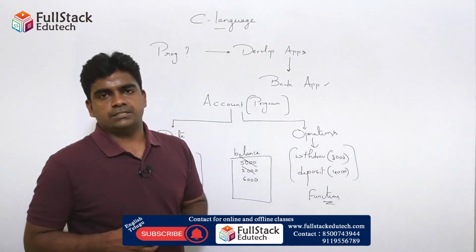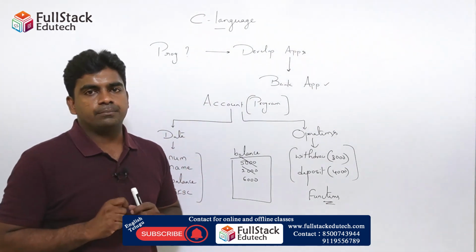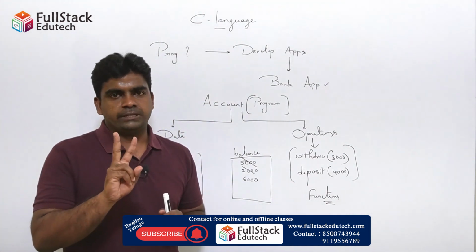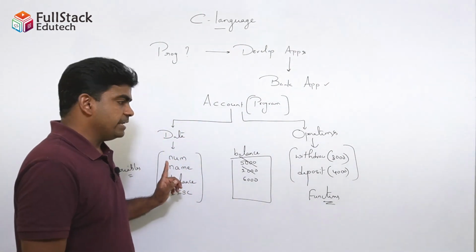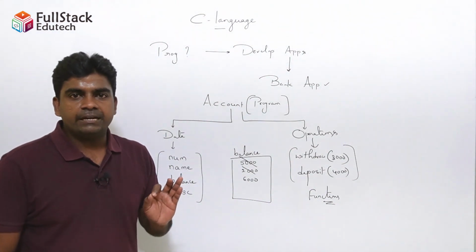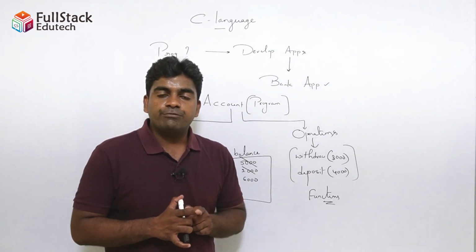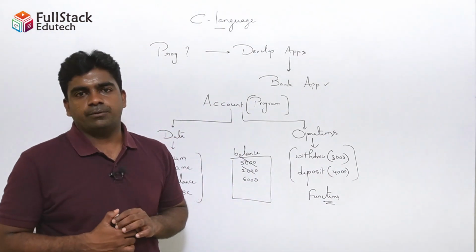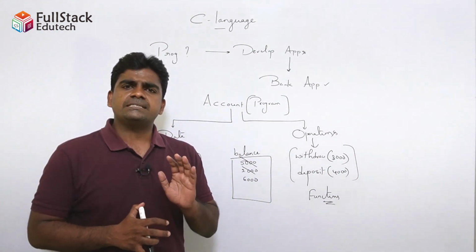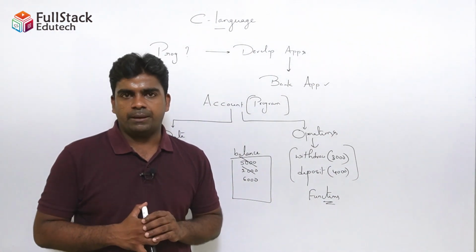Operations are called functions. So every program consists of two things. First one, variables to store the information. Second one, functions to perform operations on information. So this is the simple introduction of C programming.